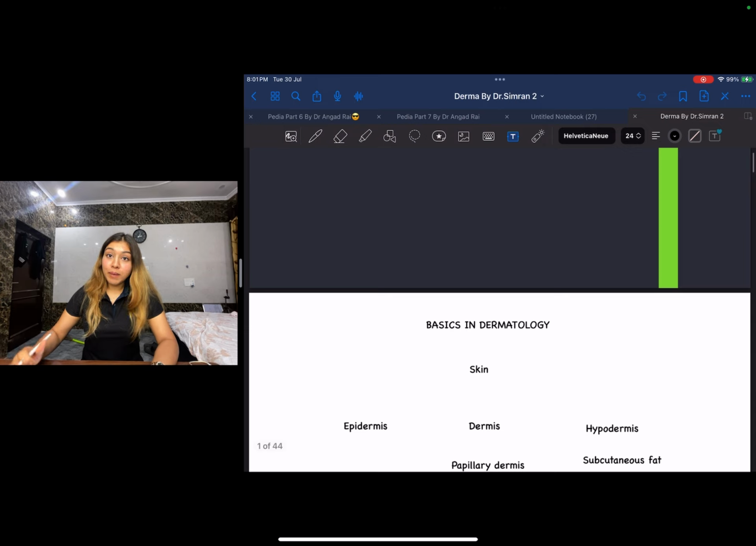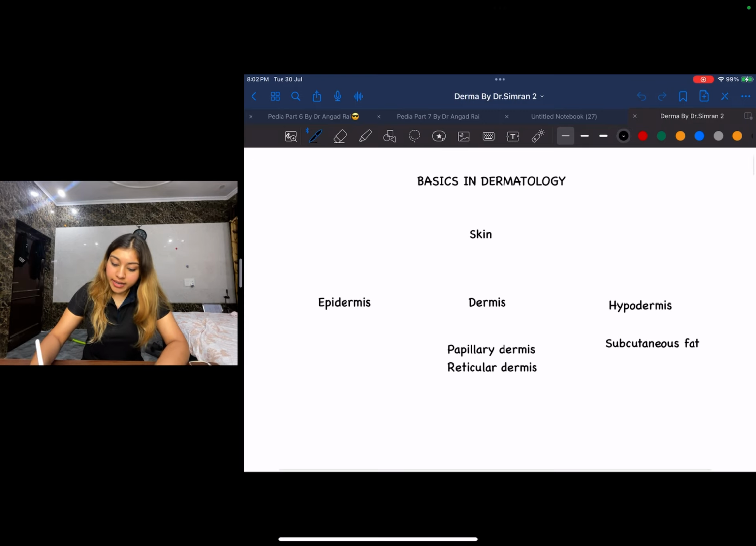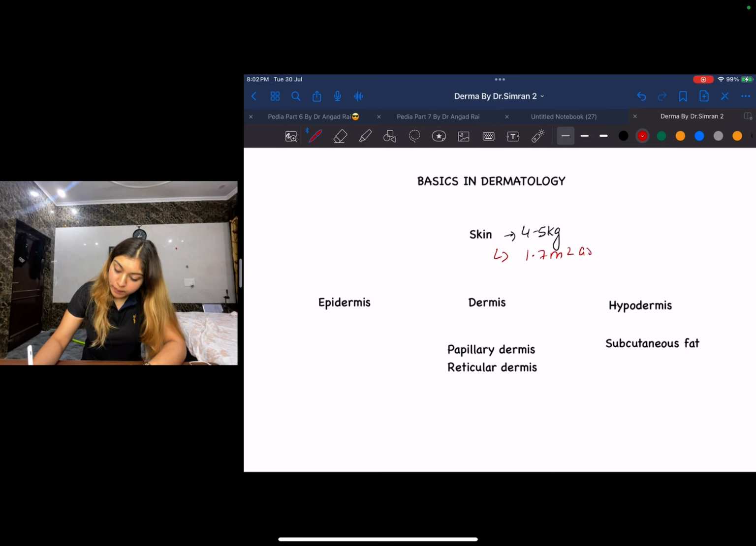Let us start with our basics in dermatology, since our basics should always be clear. So see, our skin. We need to know how much weight our skin carries. Our skin carries about 4 to 5 kgs. How much area does it cover? Our skin covers 1.7 meters square of area.